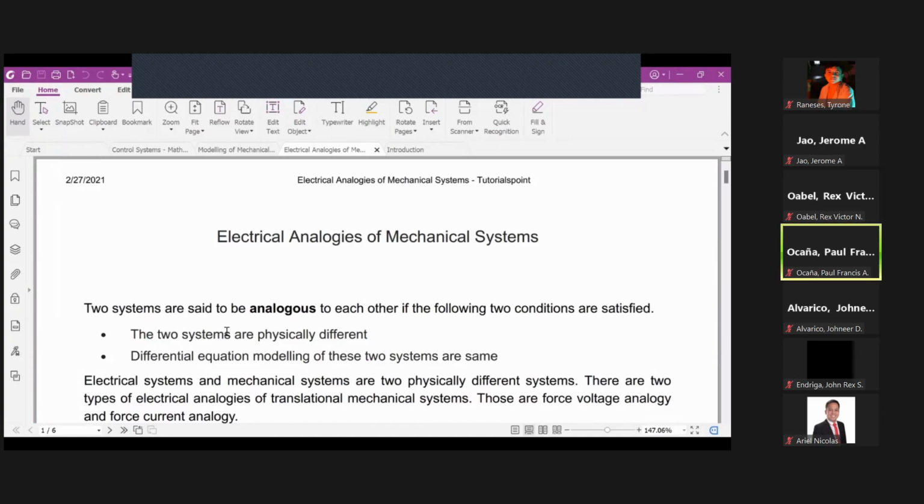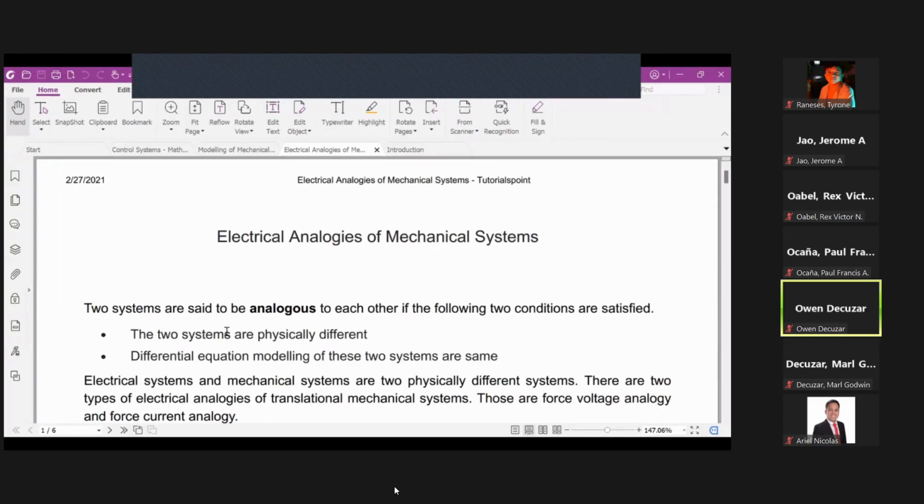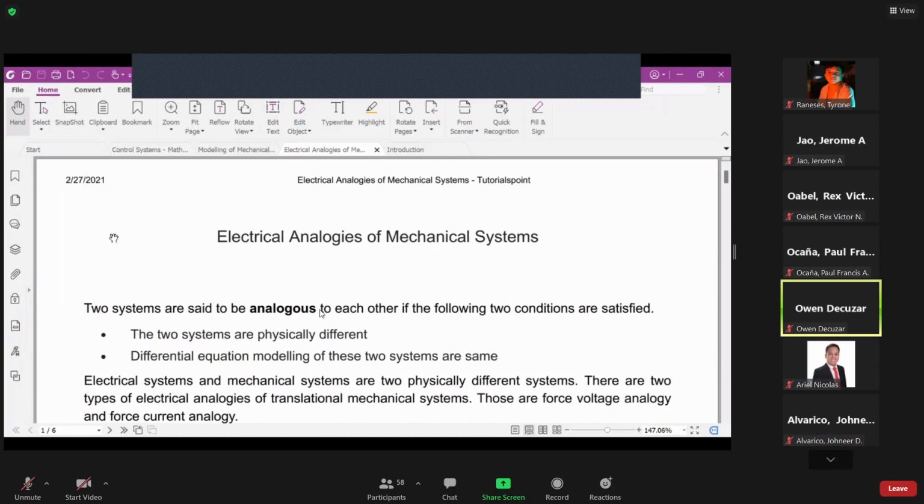So, sabi natin dyan, to enable us to analyze two systems, sabi dyan, two systems are said to be analogous, or we can compare those systems to each other, if they meet the following conditions. So, dapat ma-meet natin yung dalawang conditions na yun. Una, the systems are physically different. Dapat magkaiba. For us to analyze or to be analogous yung dalawang system, dapat magkaiba yung system natin. In this case, magkaiba sila kasi meron tayong electrical system and meron tayong mechanical system.